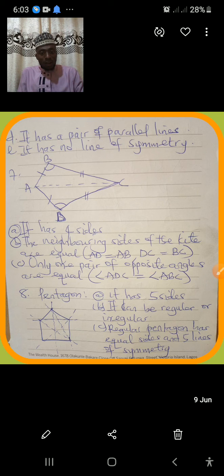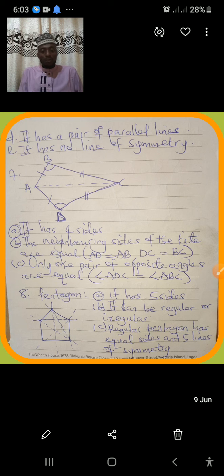Only one pair of opposite angles are equal. You will see that angle B and angle D are equal, facing each other. What if that angle is 100? Then D too will be 100. They are the only ones that are equal. Take note of that. Why are angle A and C not equal in their own case? That means angle ADC is equal to angle ABC.